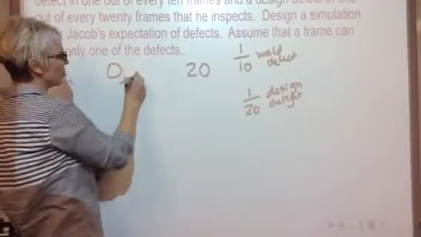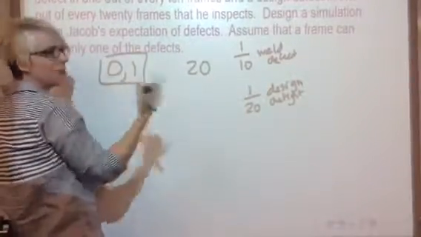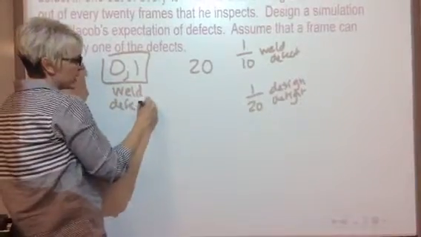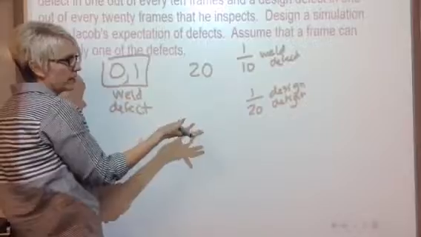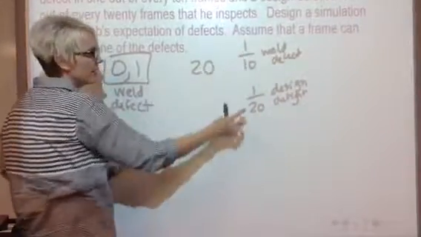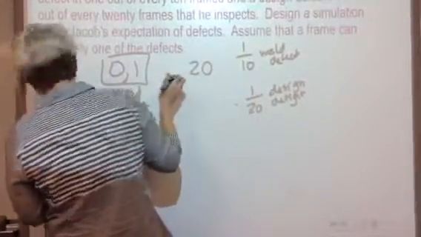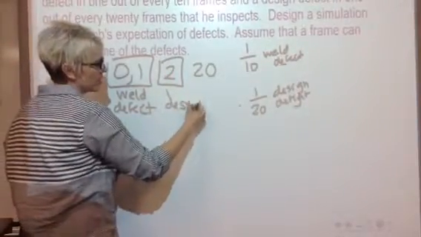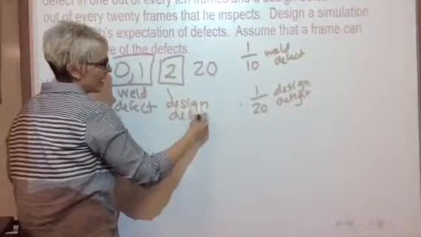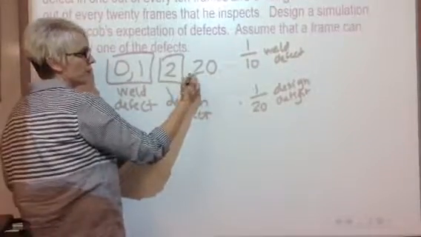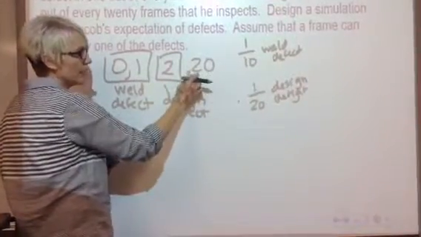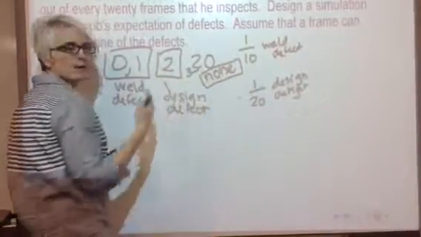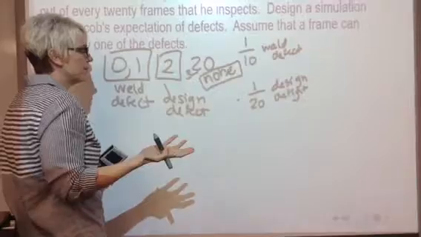So I'm going to say if I roll a 0 or a 1, or I pick a 0 or 1, that means a weld defect. Because that is 2 numbers out of 20, which would be that 1 out of 10. And then a design defect, I'm going to have be represented by the number 2. So that's going to be design defect. And then if I get any number from 3 all the way up to 20, then that's going to be no defect or none. That means it's good coming off the assembly line.